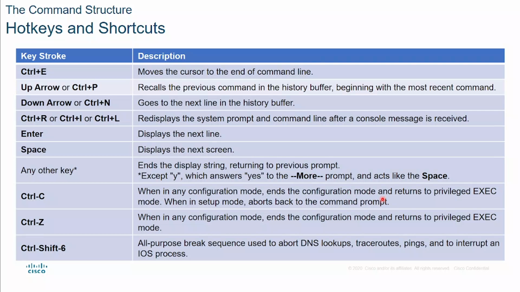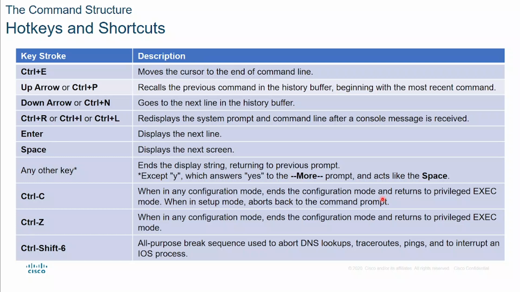So we have different hotkeys that you can use in the console, in this IOS. All right, Control E. So Control E moves the cursor to the end of the command line. Up arrow and or Control P recalls the previous command in the history. Down arrow goes to the next line in the history buffer. So Control R or Control I or Control L displays the system prompt and command line after a console message is received. Then we have enter that displays the next line, space displays the next string, and any other key ends the display string, returning to the previous prompt.